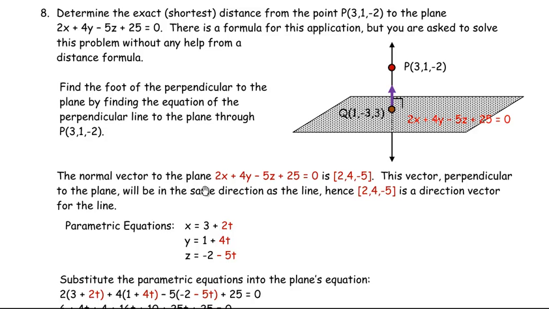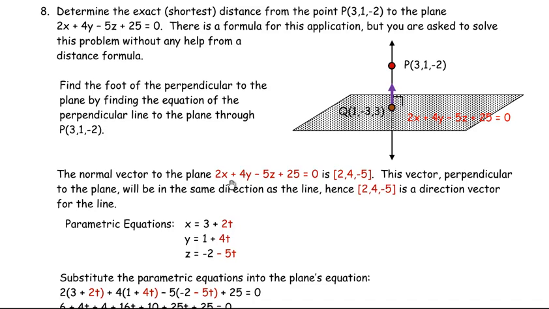Question number 8, the last question here, I believe it is. This one asks to determine the exact shortest distance from this point, 3, 1, negative 2, to the plane. And this is kind of similar to an earlier question where you were asked to find that line of intersection perpendicular to the plane. But in this case, you're asked not just to find the equation of this line, but the distance from that point down to the plane.